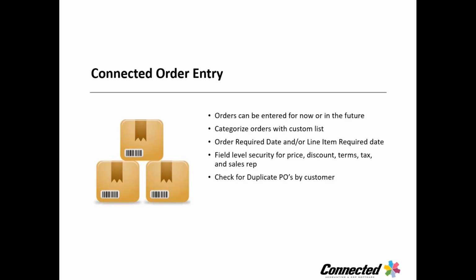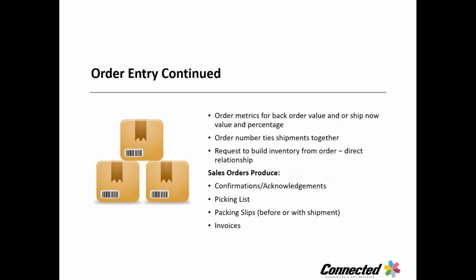And then another popular feature with our customers, when we have many users entering things at the same time, is checking for duplicate POs by customer. So Connected will warn you that you've already entered that PO for that customer, and you don't enter it twice, you don't ship it twice, and it can save a lot of confusion and extra expense from making a mistake.